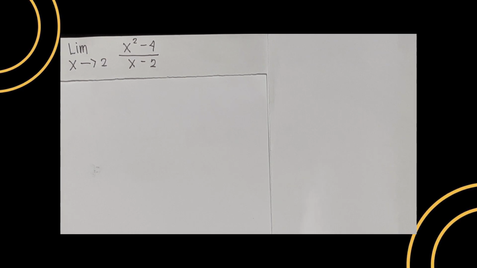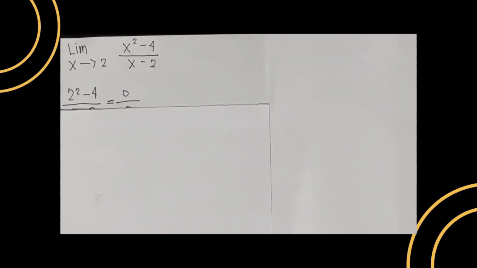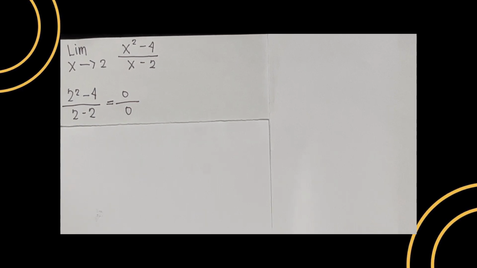Let's say we want to find the limit as x approaches 2 of the function x squared minus 4 divided by x minus 2. How can we do so? Well, one way is to use direct substitution. If we plug in 2, notice what will happen. 2 squared minus 4 is 0. 2 minus 2 is 0. So 0 over 0 is undefined, which we don't know what value that represents.